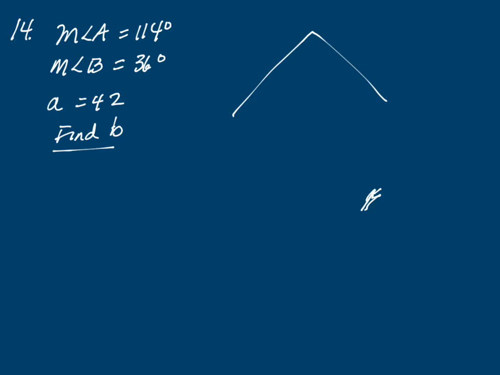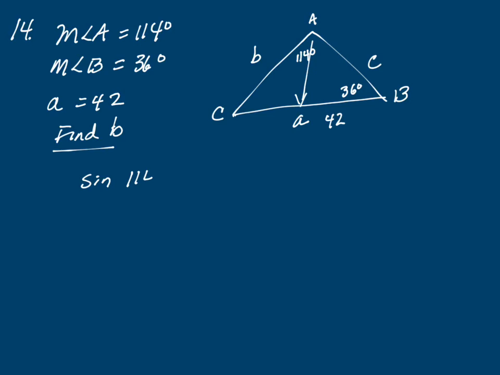A would be an obtuse angle. So let's make this A, and that's 114 degrees. B is 36 degrees, and C is over here. So this would be B, and this would be A, and you're given that's 42, and this is C. So you can see I can use the law of sines right here because I have the angle and the side across from it.